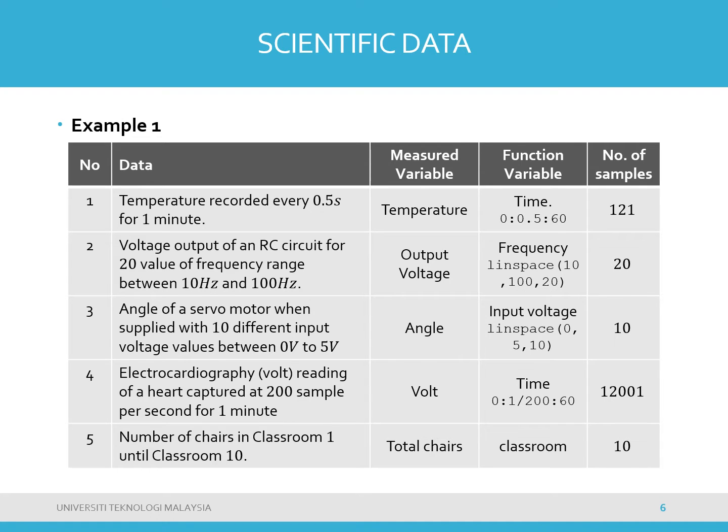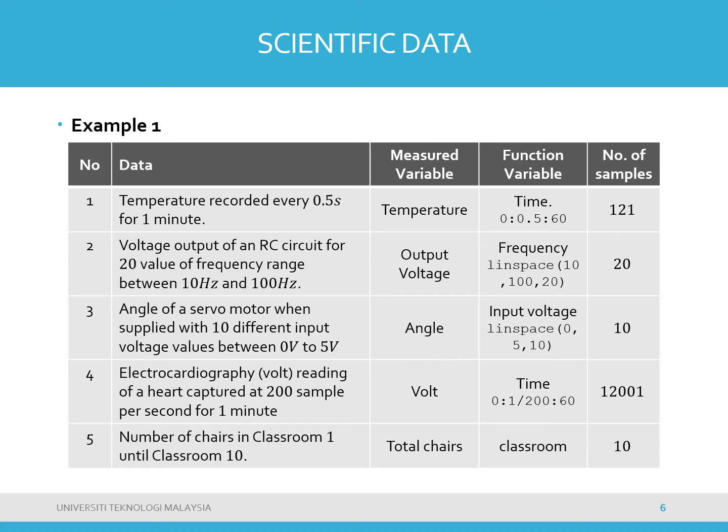Here are some examples of the data. So you have temperature data recorded from 0.5 second until 1 minute. So the measurable variable is the temperature. The temperature is the y-axis, the function variable is the x-axis. So the output is temperature, the input is the time. Because you want 0.5 second for 1 minute, so 0 step of 0.5 until 60. So the number of samples is 121.